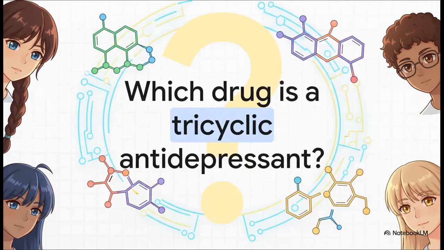Okay, so here it is. This is the heart of our mystery. Which one of these is what's called a tricyclic antidepressant, or TCA for short? We've got 4 options: fluoxetine, nortriptyline, buspirone, and midazolam. Take a second. See if one jumps out at you. Let's figure this out together.